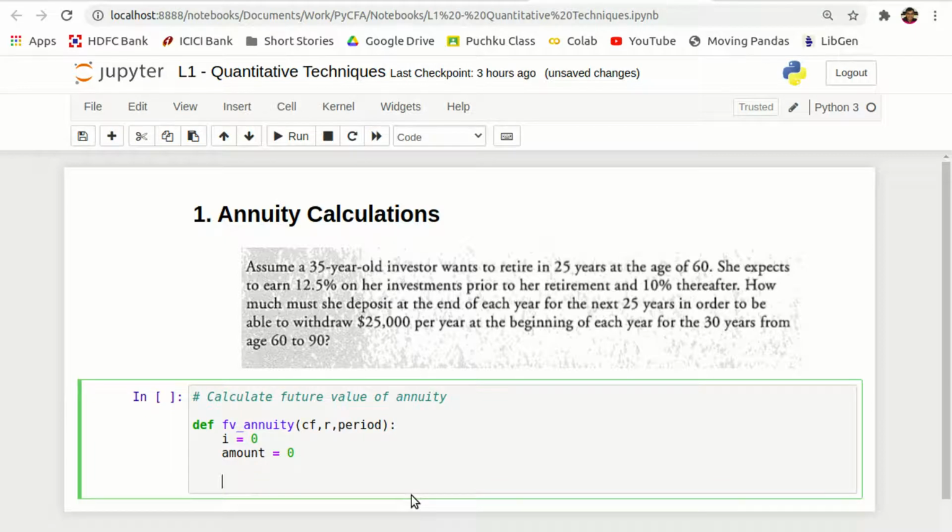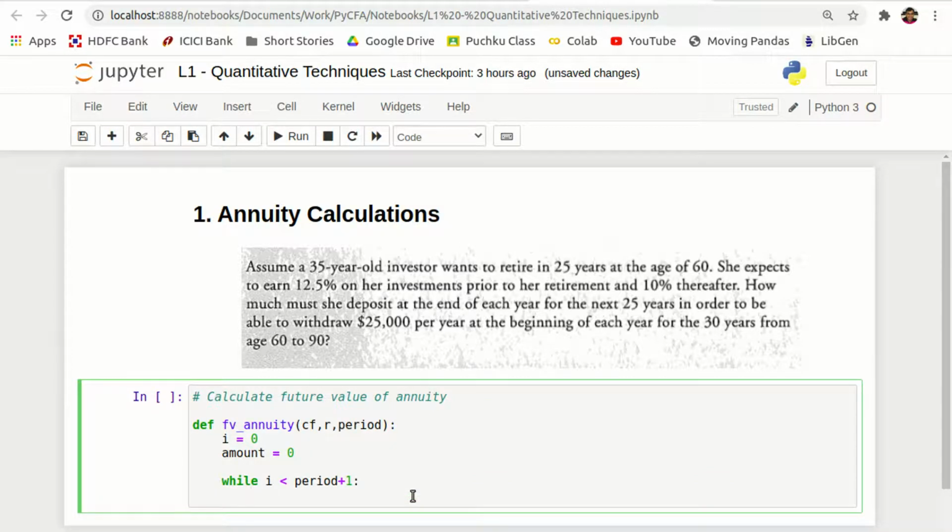So till the year is less than period plus 1. I'll come back to this, why I did a plus 1. How much do I have every year? So how much I have is, I have my original amount of the previous year. I earn some interest on it, which is R. Let's say I pass the value in percentages, so I have to divide by 100 to get to the absolute value.